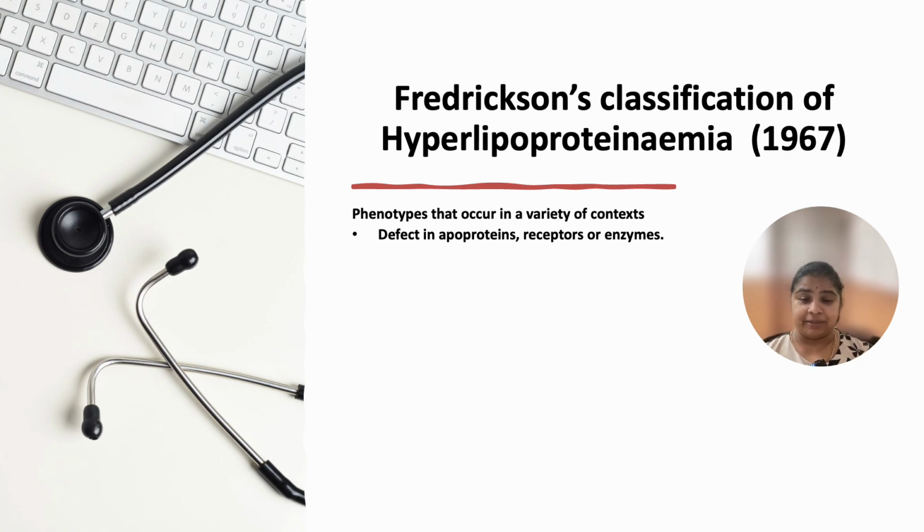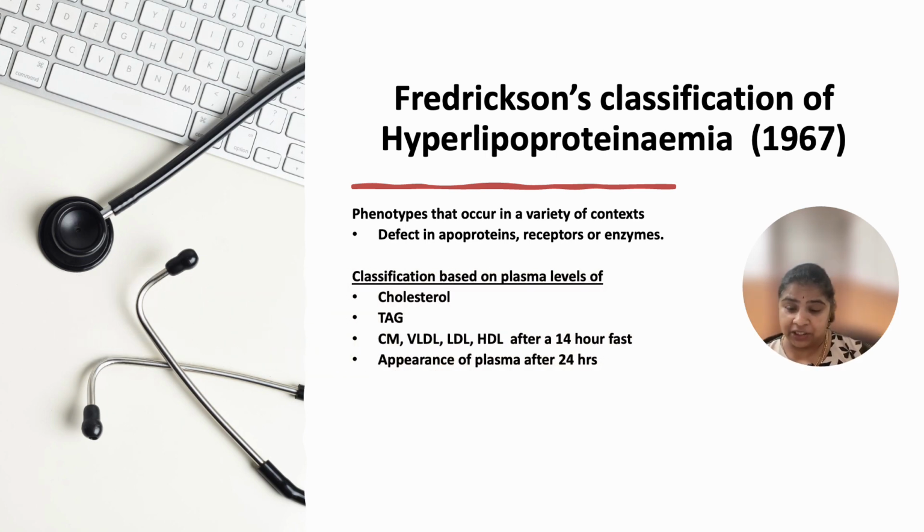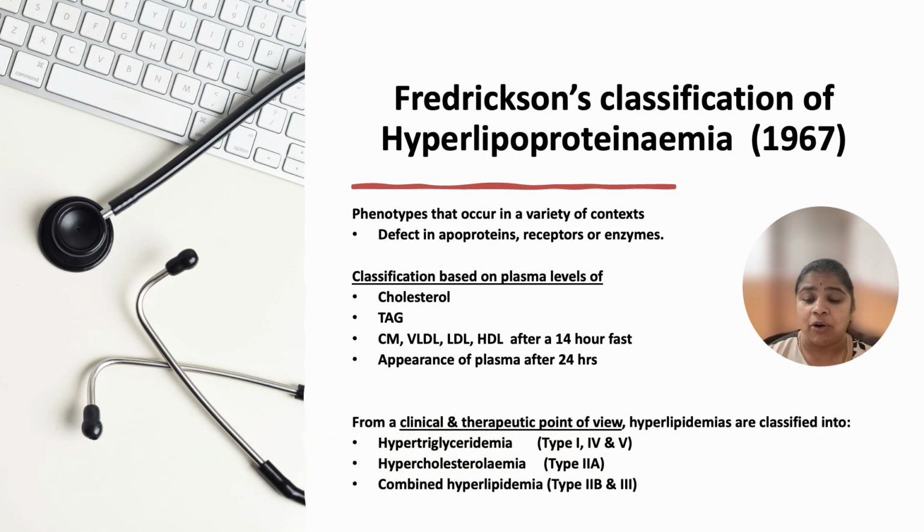Now, coming to the classification. We are still referring to the classification given by Fredrickson in 1967. This classification is based on levels of cholesterol, levels of triacylglycerol, then the chylomicron, VLDL, HDL, LDL after a 12-hour or a 14-hour fast, and what is the appearance of plasma after 24 hours. From a clinical or a therapeutic point of view, we will classify it as hypertriglyceridemias, that is type 1, 4 and 5. We will look at what are these types. Then we have hypercholesterolemias, type 2A. Then we have combined, where both triglycerides and cholesterol are increased, that is type 2B and type 3.